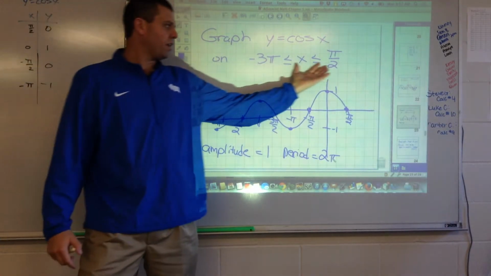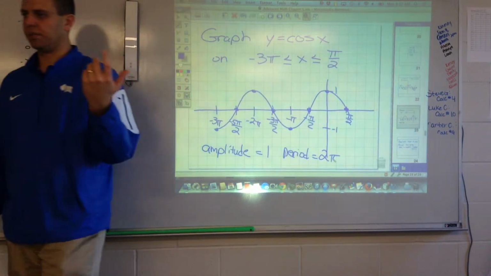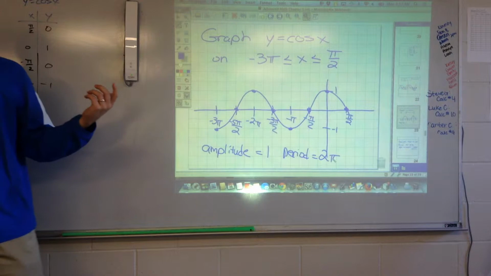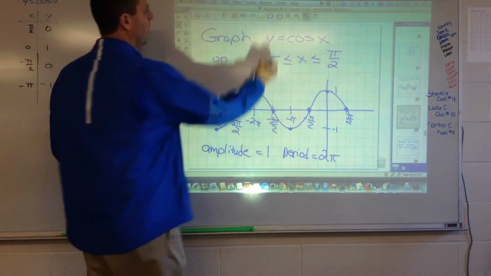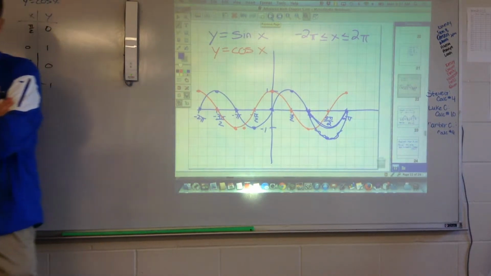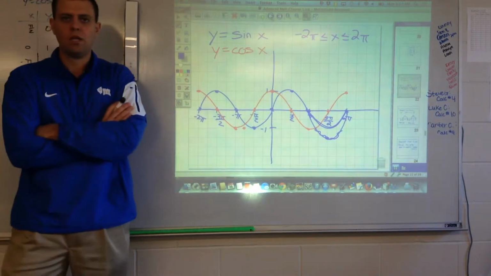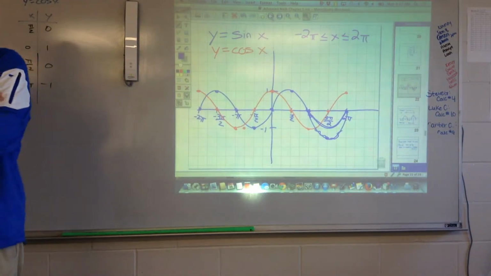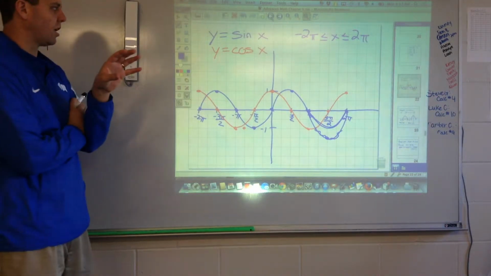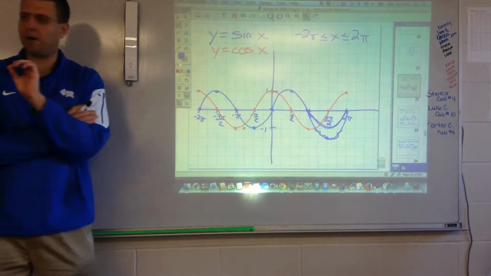Did it really matter what interval I graphed this graph on? Would the wavelength and the period still be 2 pi? Nothing changes, right? How about for the graph of y equals sine x? Is the period also 2 pi? Is the amplitude also 1? Yes. So they don't change, do they? For just your regular generic sine and cosine functions, the amplitude is 1 and the period is 2 pi.